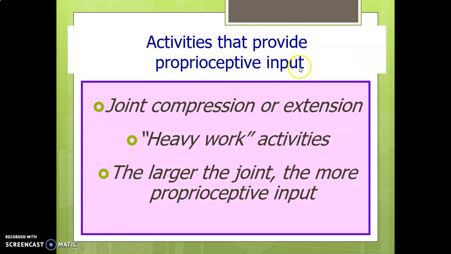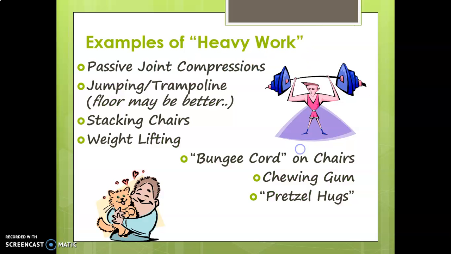Activities that provide proprioceptive input are basically joint compression or joint distraction, or what we call extension. Heavy work activities are not for all kids. Kids who are capable can do heavy work activities, in adolescence also. So that cannot be applied without any assessment. Proper assessment is required to prescribe heavy work activities. The larger the joint, the more proprioceptive input. The largest joint is the knee joint, so the knee is a major joint where we give proprioceptive input.